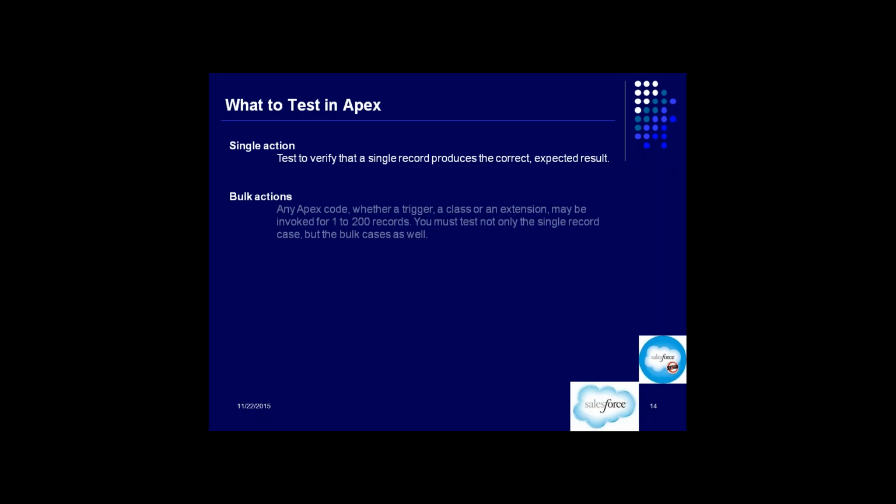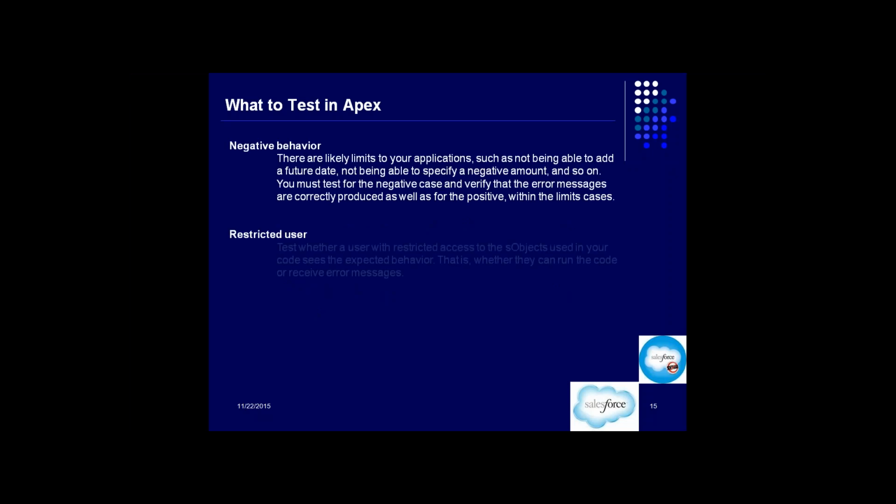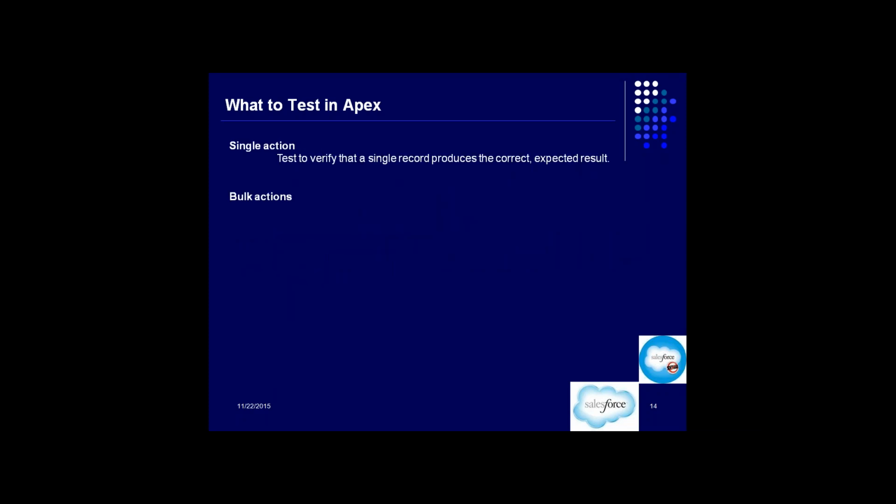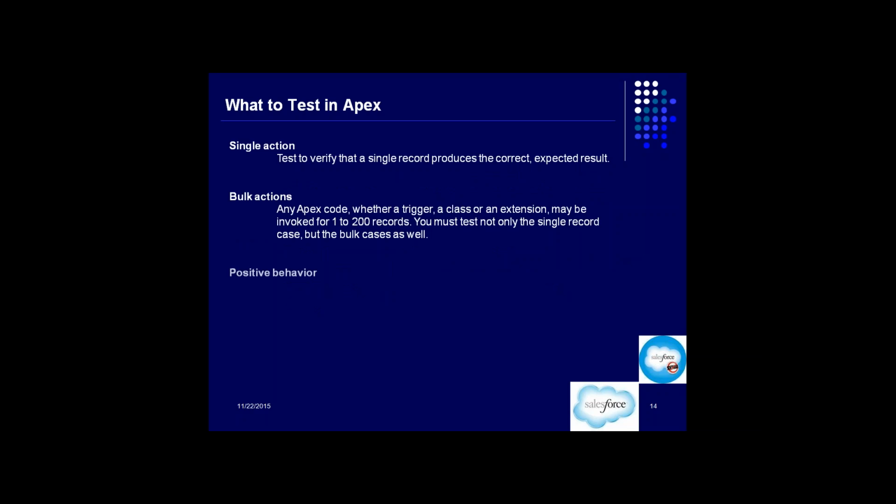Bulk action needs to be tested. Multiple records. Positive behavior needs to be tested. Negative behavior needs to be tested. Restricted user needs to be tested. Right? So now it does not mean that every time you'll have to test everything. Whatever is applicable. In this particular case, the positive behavior is applicable. Single action and bulk action definitely we'll have to test. Single action I can test from the user interface also, or even if I am testing a bulk action, that will take care of single action also.